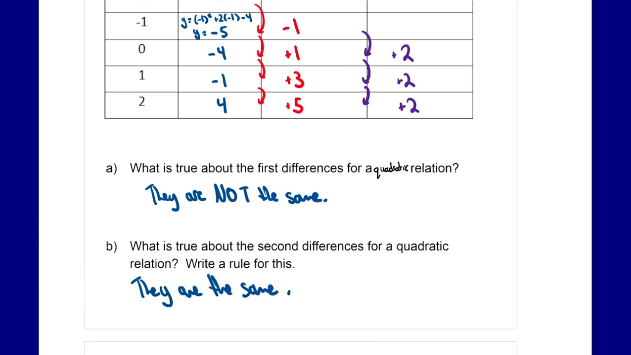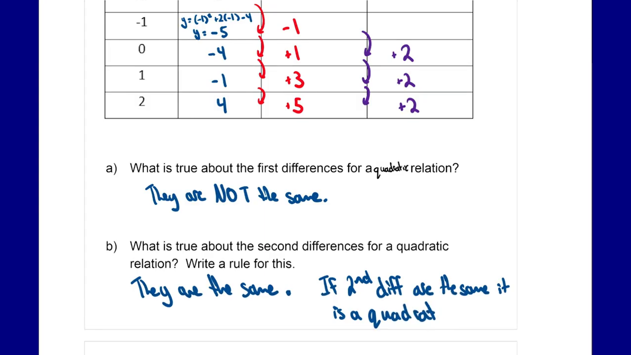And so write a rule for this. So basically just a rule, right? We're not coming up with an equation. We're already given the equation, but for our rule, we can say if the second differences or second diffs are the same, it is a quadratic.